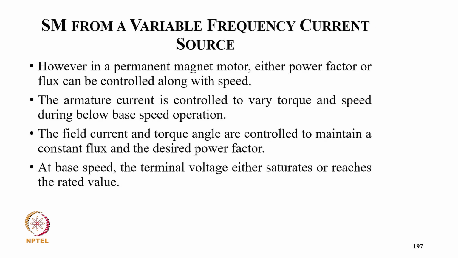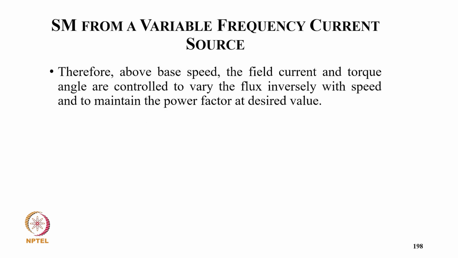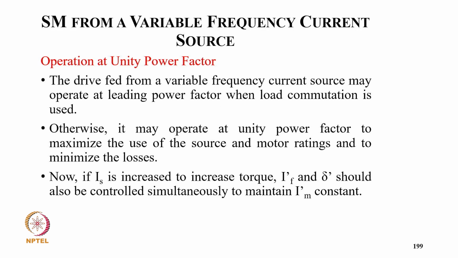However, in a permanent magnet motor, either power factor or flux can be controlled along with the speed. So the armature current is controlled to vary torque and speed during below base speed operation, and the field current and torque angle are controlled to maintain constant flux and desired torque. At base speed, the terminal voltage either saturates or reaches the rated value. Therefore, above base speed, the field current and torque angle are controlled to vary flux inversely with the speed and to maintain the power factor at the desired value.